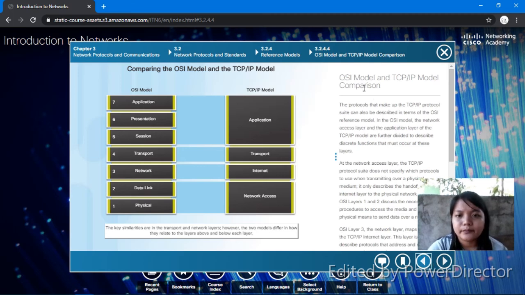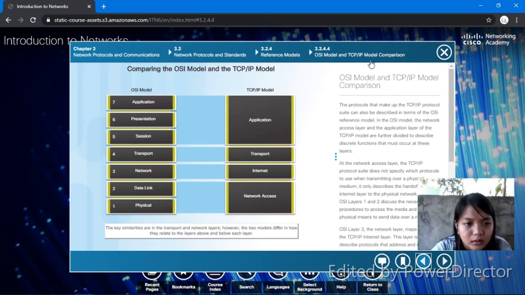So this is the OSI model and TCP/IP model comparison. Here they have the OSI model and the TCP model. The key similarities are in the transport and network layers. However, the two models differ in how they relate to the layers above and below each other.